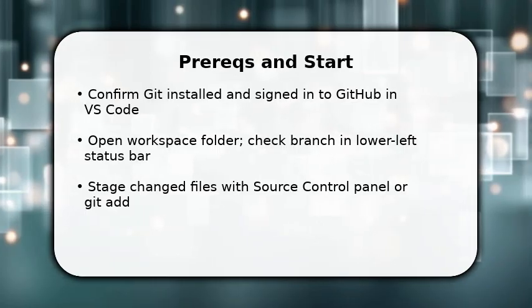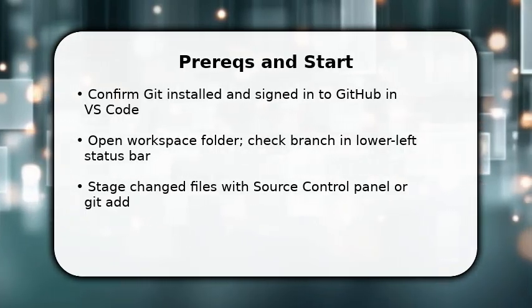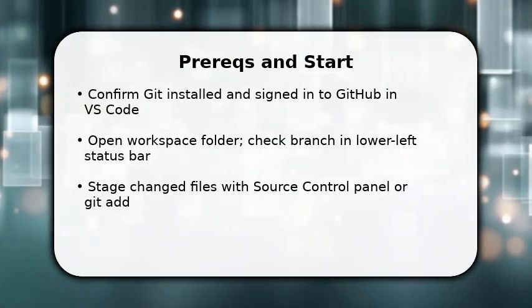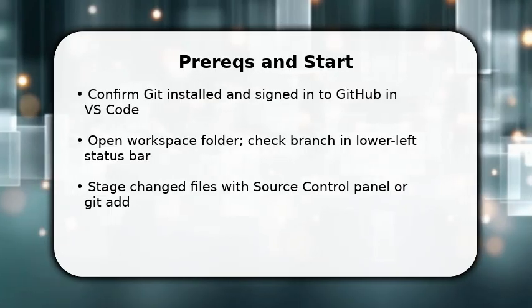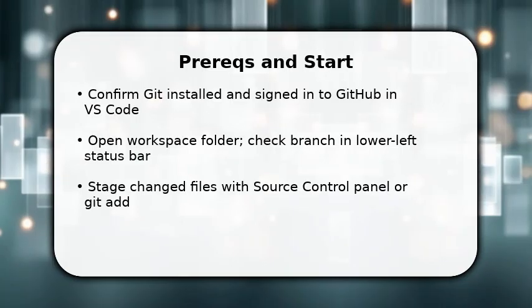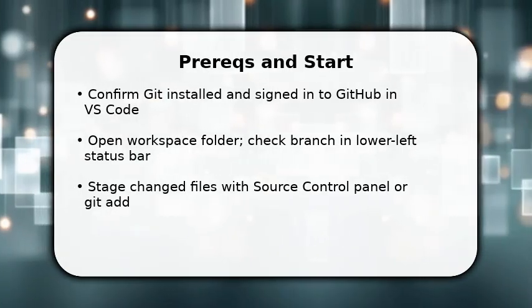You can stage individual files or all at once. Once staged, write a concise commit message in the message box and press the checkmark to commit. Make sure to save files beforehand and double-check that your commit message explains the why, not just the what.